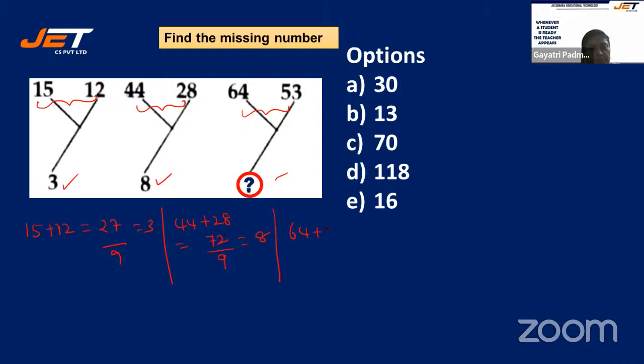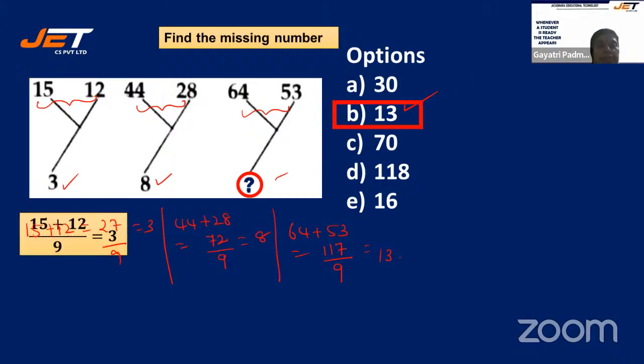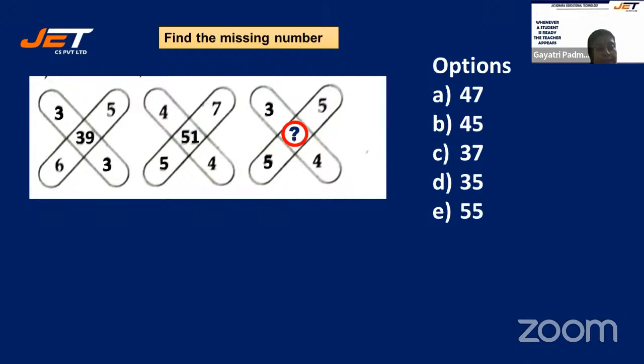So 64 plus 53, what is it? 117. And what if you do? Same thing, you should divide by 9. So what is 117 divided by 9? That should give you 9 ones are 9. 9 threes are 27. So your option 13. Your option B, it should be 13. All right, students. So I'm sure you must have understood this. Right? So the same explanation is given here. Let's move on to the next sum.